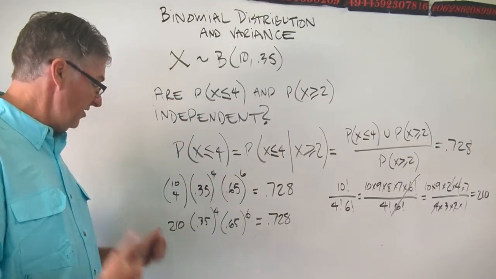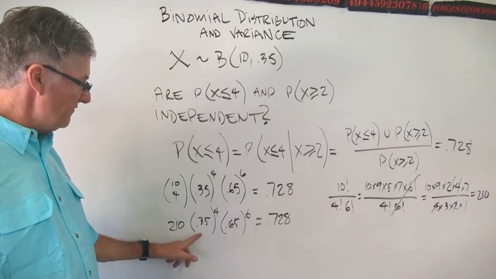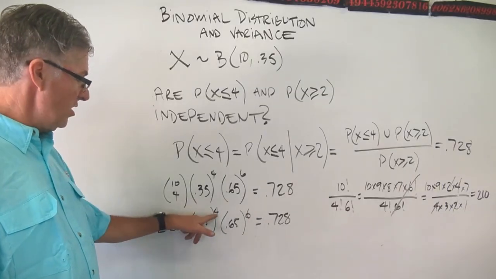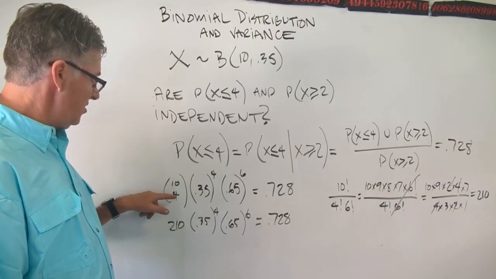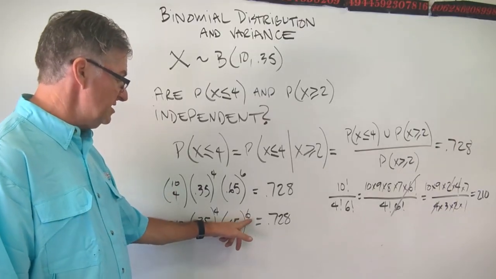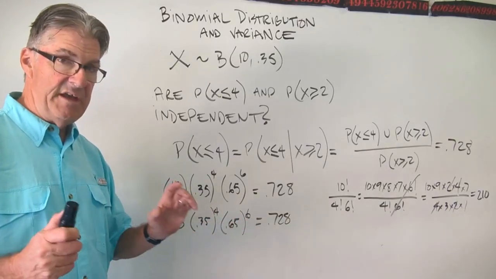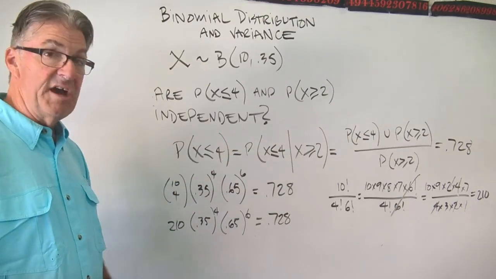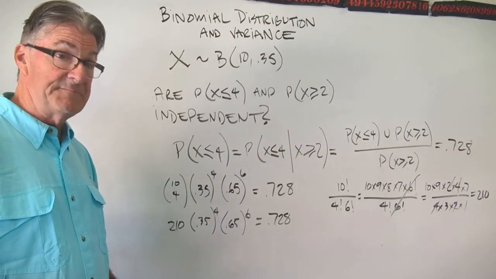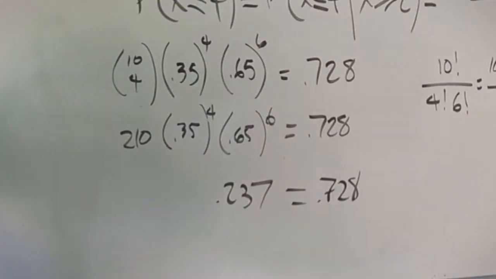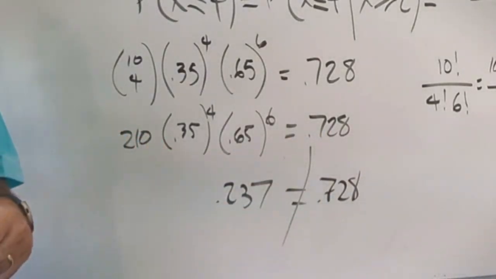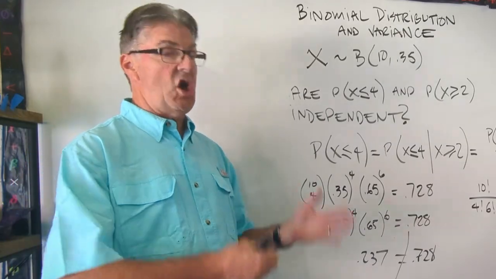Pretty cool. So 210 times 0.35 to the r, that's our 4, times 0.65 to the n minus r, which is 4 from 10, gives us the 6th power. Do that math and come back and answer this question for me. Are they independent events? Okay, when I crunch these numbers, I get 0.237. So it's not equal to 0.728. So these two events are not independent.